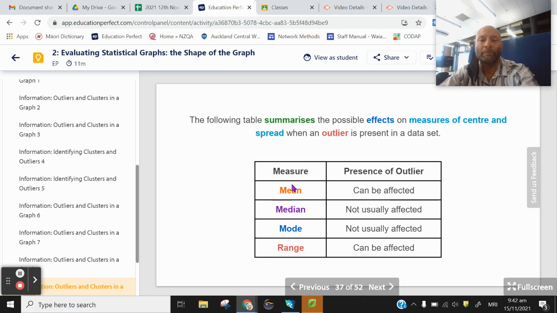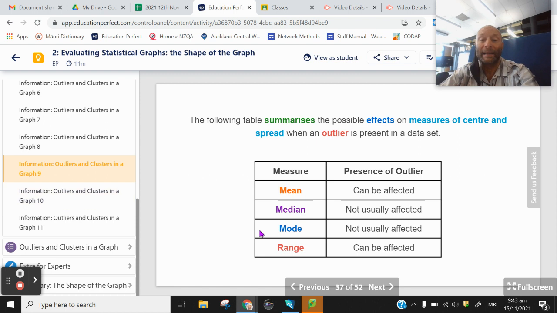So an outlier can pull on the mean. It'll pull it in the direction where the outlier is. A really small outlier pulls the mean smaller. A really big outlier pulls the mean bigger. The median, the one in the middle, is not usually affected by an outlier. The mode, the one that occurs most frequently, is usually not affected by an outlier, whereas the range can definitely be affected by an outlier.